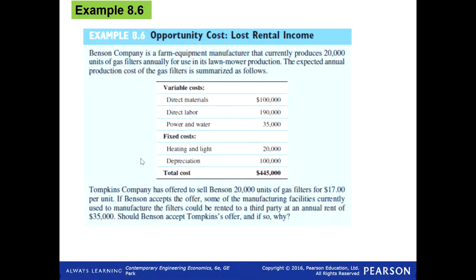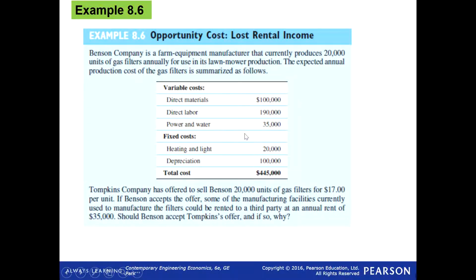Example 8.6, this is what I will explain to you now, to explain what we mean by those concepts we have seen before. This example 8.6 is on page number 434 in our book. Benson Company is a farm equipment manufacturer and currently produces 20,000 units, right? This is what they are using, and the expected production cost is given.